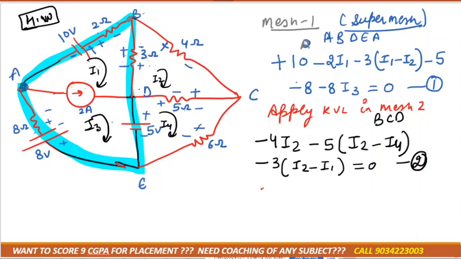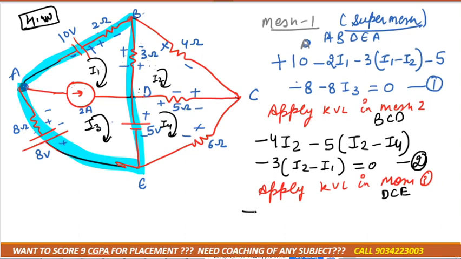Now similarly we'll get the equation from the third mesh, that is apply KVL in mesh 3. Mesh 3 is which one? That is DCE. Okay, clear? So again you are moving from D to C, second sign is negative 5. It is in the middle wall, so it would be I4 minus I2, then again minus 6 I4, then plus 5 is equal to 0.